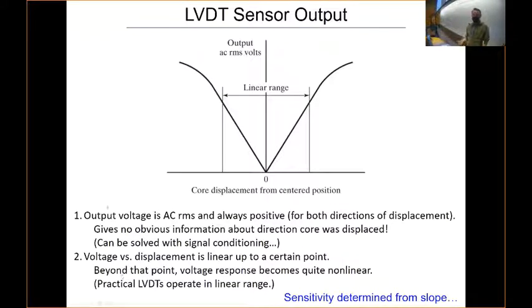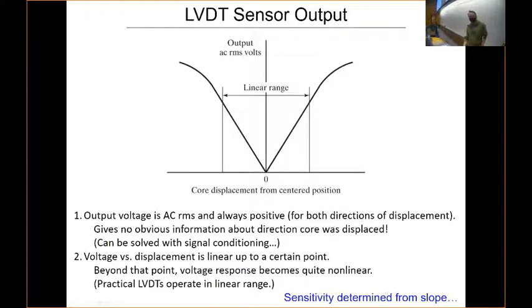But there is important stuff here. The voltage versus displacement is linear up to a certain point. Within this range, the output is linear. Essentially, that's the useful range. If you go outside of this, it levels off, and you don't get any change in output for a change in displacement. That's useless to you. It becomes quite nonlinear, and then no useful info. So practical LVDTs operate in the linear range.